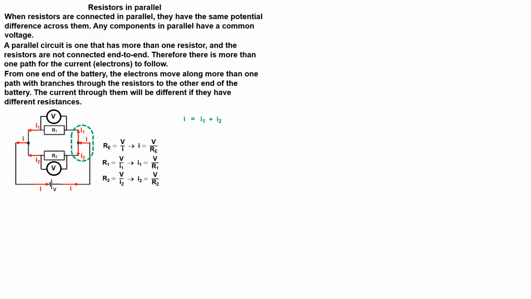Now let's substitute the currents by the expressions on the left. The voltage is a common factor in this expression, so we divide both sides by the potential difference. We get the formula to calculate the total resistance in a parallel circuit.